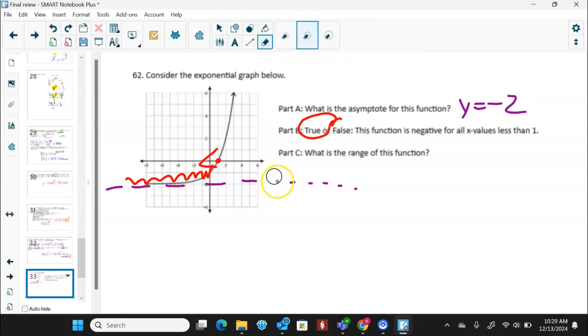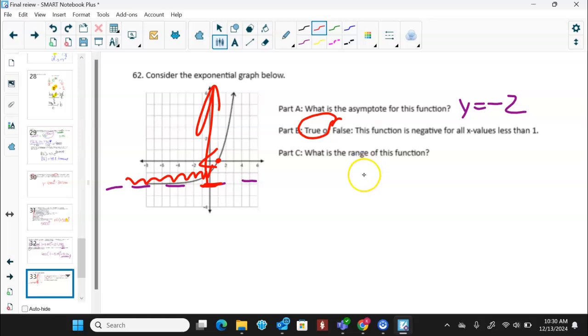For an exponential function, the domain is all real numbers, but the range goes from your asymptote. Where is the function? The function is above the asymptote, going this way. So we can say the range is from -2, which is your asymptote, toward infinity. The parenthesis will not be closed because the asymptote does not belong to that graph. The graph will never reach the asymptote. It will try to approach it, but it will never reach it.